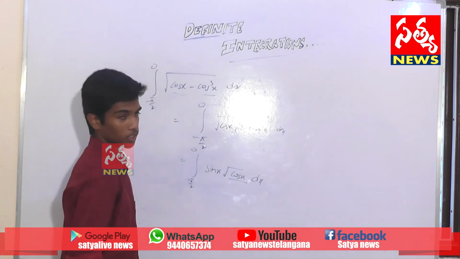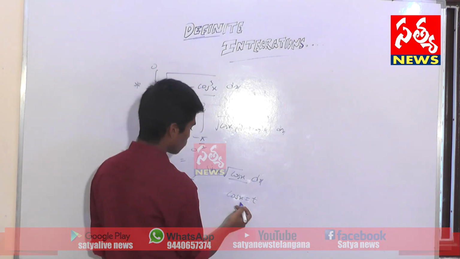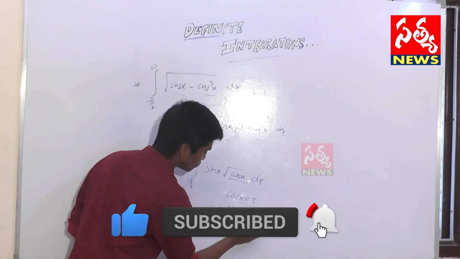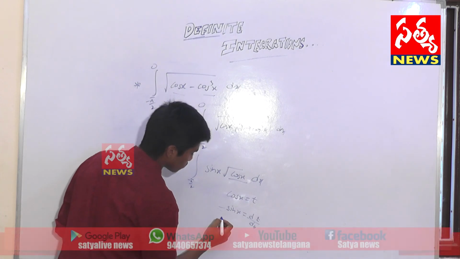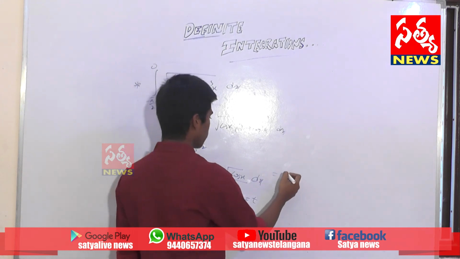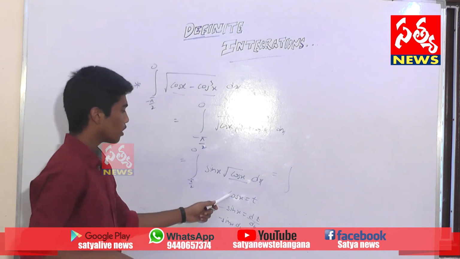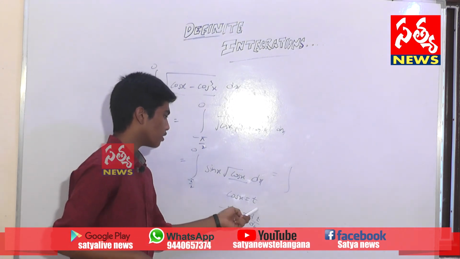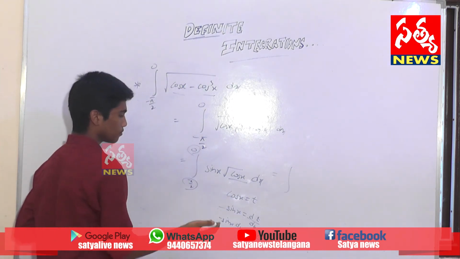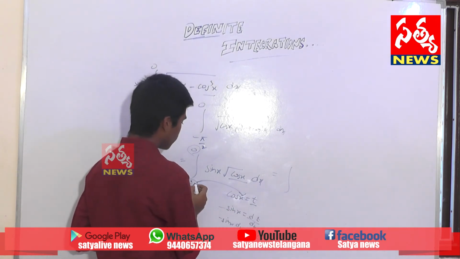If you assume cos x as t, on differentiating we get minus sin x equals to dt by dx. Minus sin x dx equals to dt. So it becomes integration of, and one important thing is, if we assume something as t, then the limits get changed. We have to apply these limits in x and write the limits in terms of t.